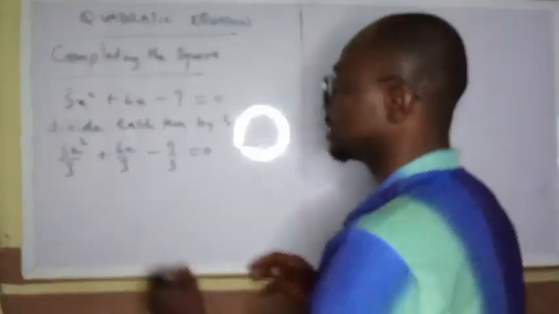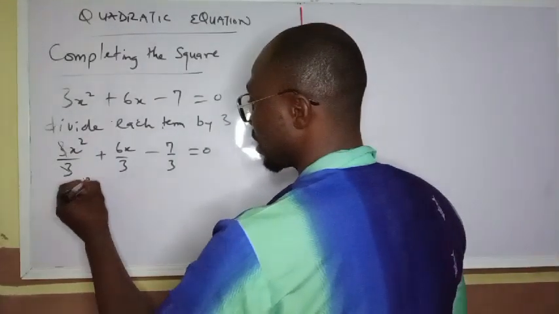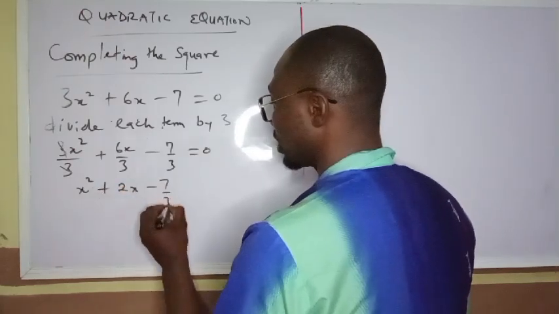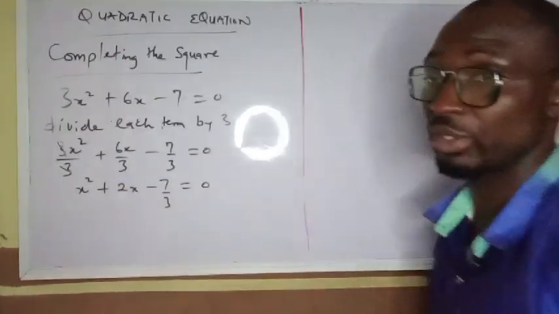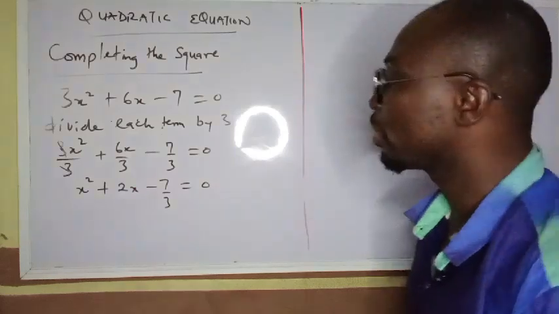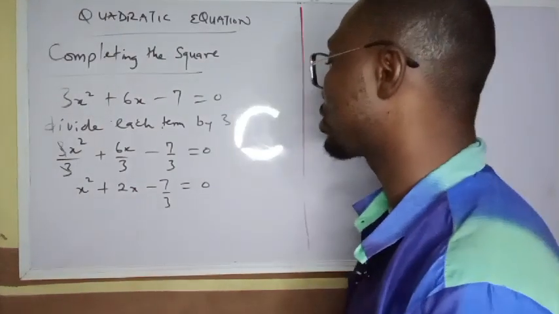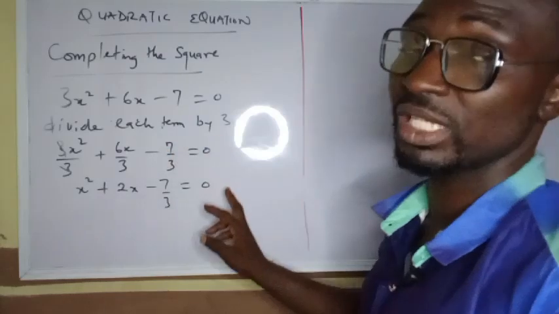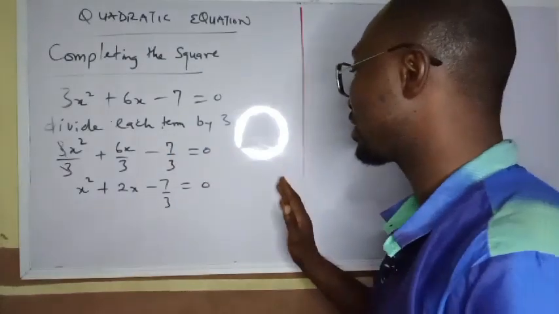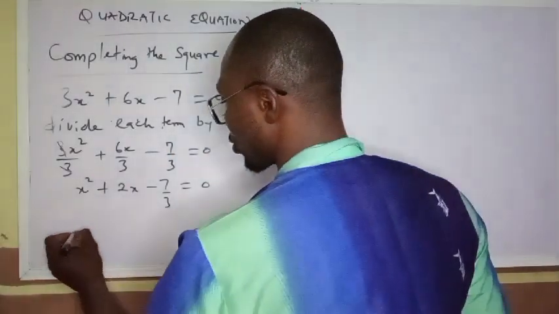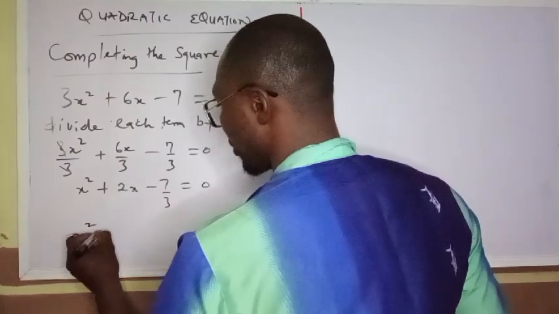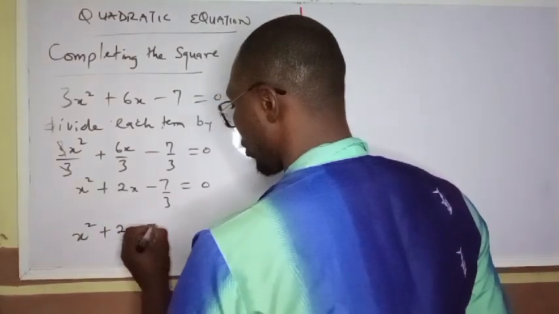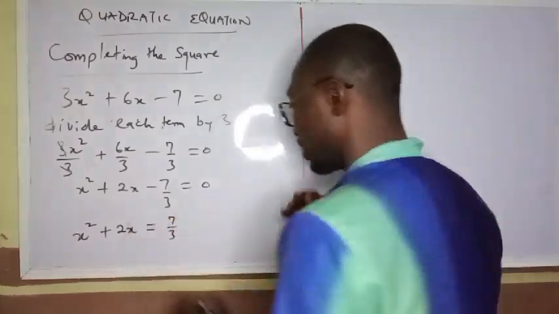Now we have x squared plus 2x minus 7 over 3 is equal to 0. The next thing we will do is move this minus 7 over 3 to the right hand side of the equation. So we have x squared plus 2x is equal to 7 over 3.